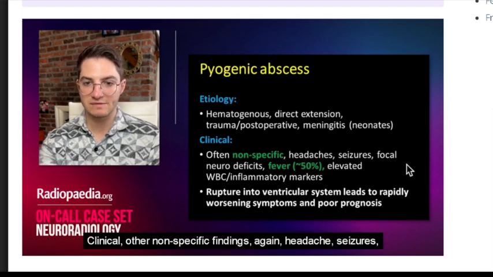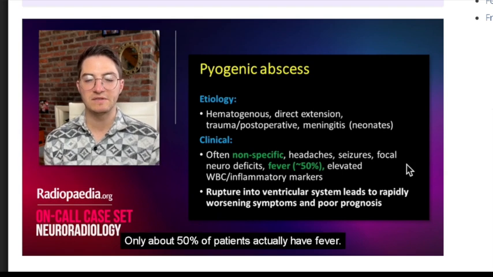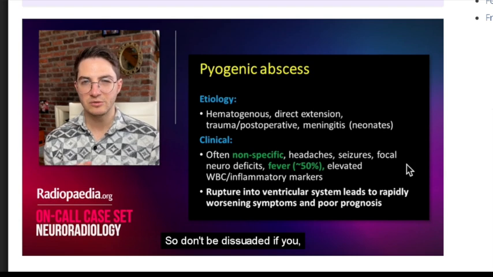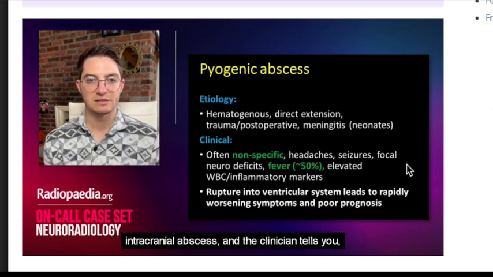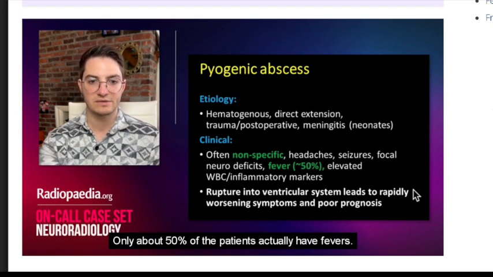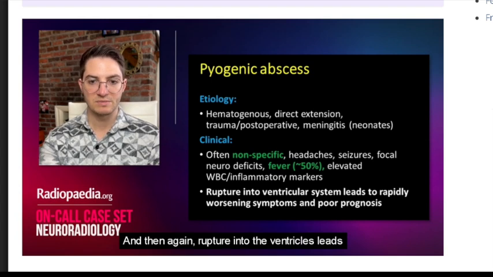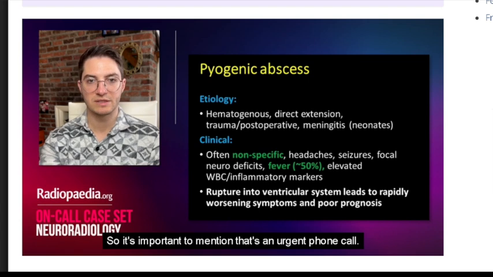Clinical, other nonspecific findings, again, headaches, seizures, focal neurodeficits, elevated inflammatory markers. A big one I wanted to highlight, only about 50% of patients actually have fever. So don't be dissuaded if you're pretty confident someone has an intracranial abscess, and the clinician tells you, oh, there can't be, there's no fever. Only about 50% of the patients actually have fevers. And again, rupture into the ventricles leads to rapidly worsening symptoms and poor prognosis. So it's important to mention that's an urgent phone call.